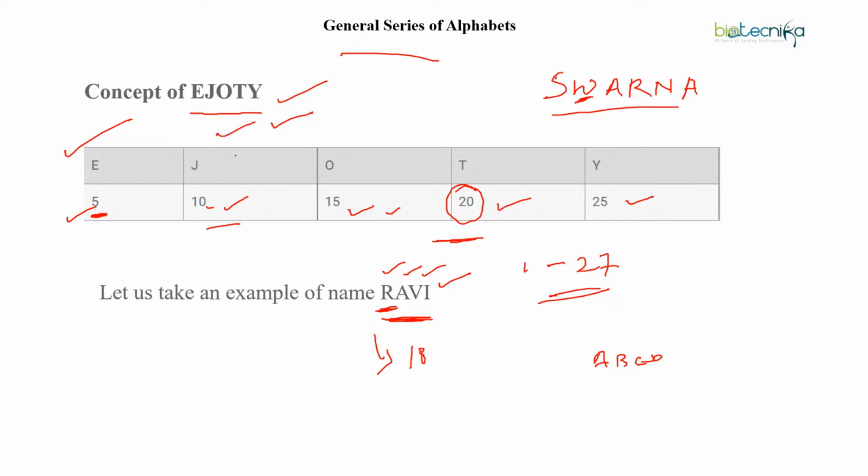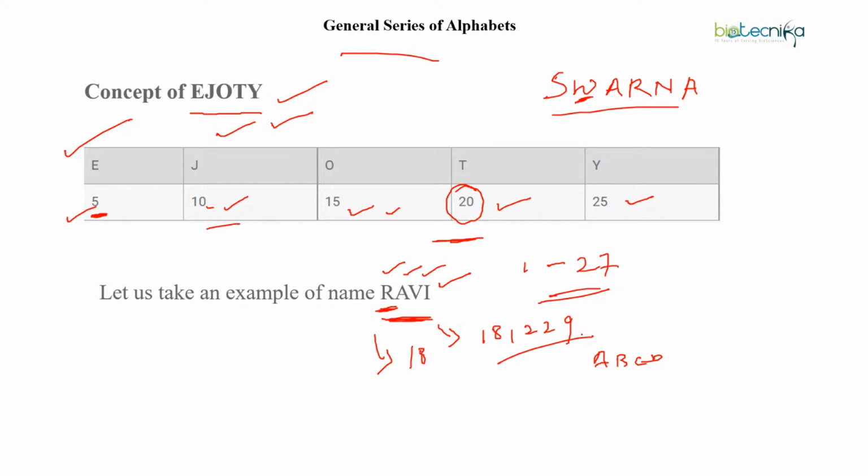EJOTY याद रखो, numbers याद रखो, O का position क्या है, T का क्या है, Y का क्या है, J का क्या है, E का क्या है. And then you can easily find out. And yes, the correct answer for Ravi would be 18, 1, 22 and 9. बहुत simple है, very easy. You don't have to write and waste your time in calculating the position of any alphabet in the series.